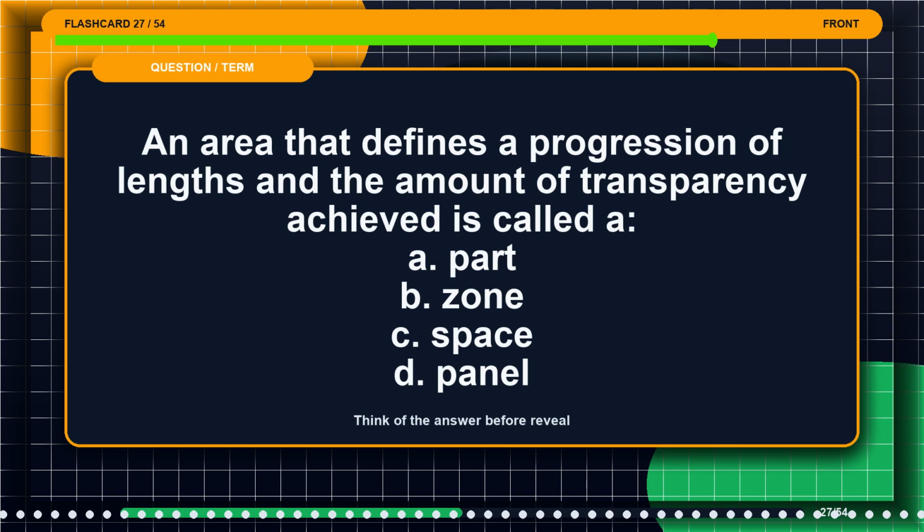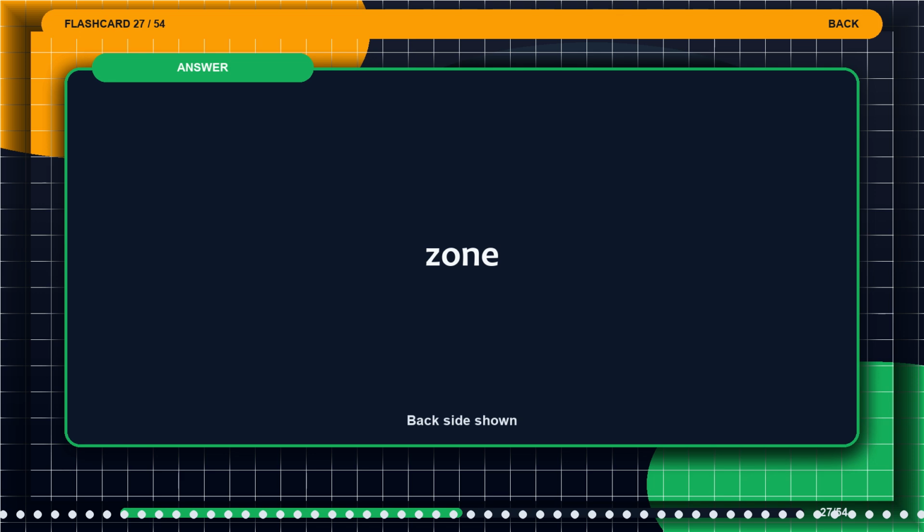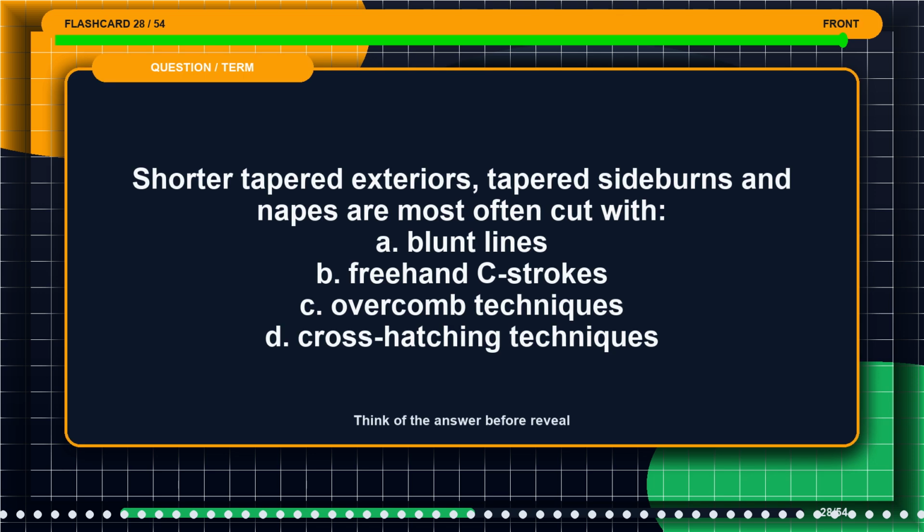Flashcard 27. An area that defines a progression of lengths and the amount of transparency achieved is called a: A, part; B, zone; C, space; D, panel. Pause and think of the answer before the reveal. The answer is zone.